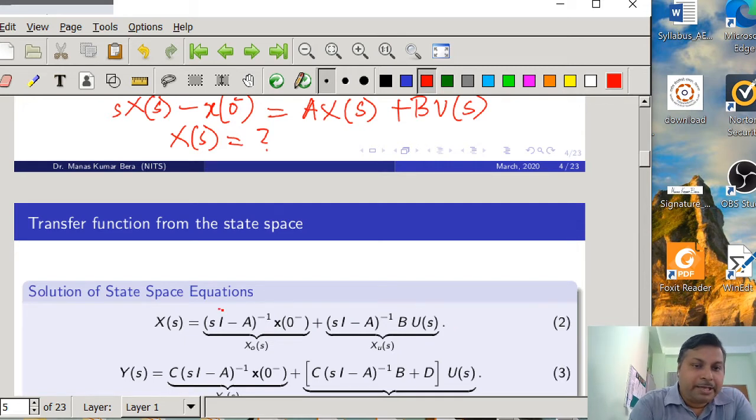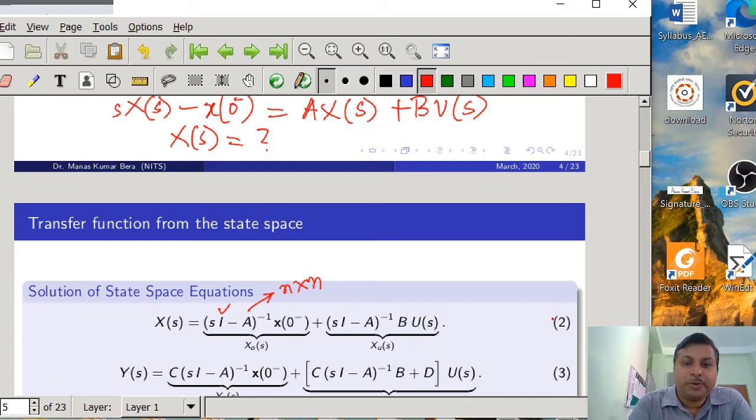Here I is the identity matrix, because S is a scalar operator, and if you want to subtract A from a scalar quantity, it is not possible, since the dimension of A is n by n. So with S, an identity matrix of n by n is multiplied to get the subtraction, and then we find the inversion of (sI - A) to write the expression of X(s).